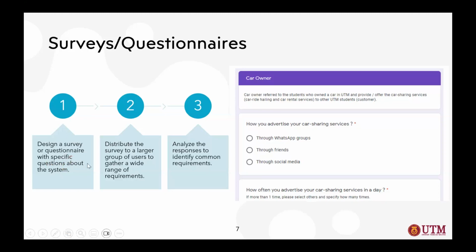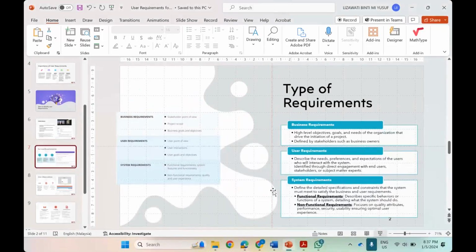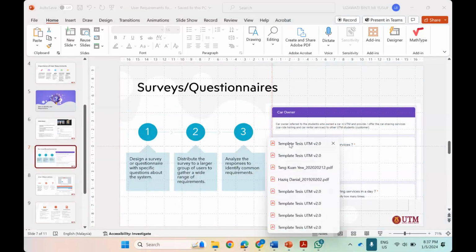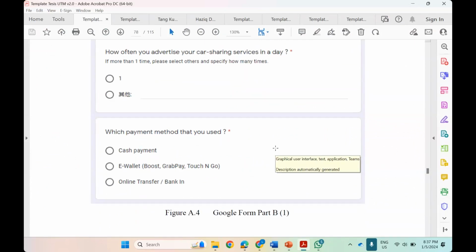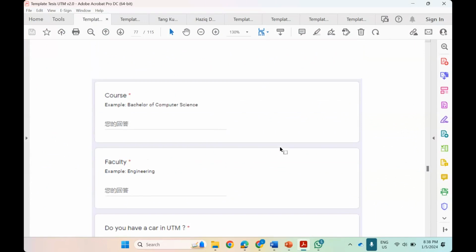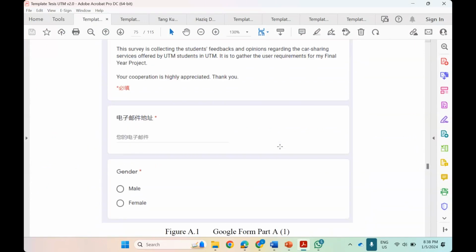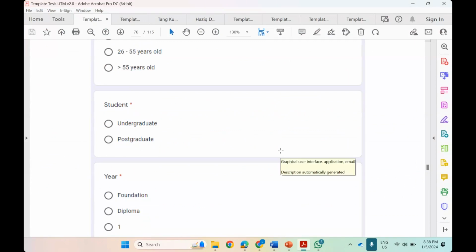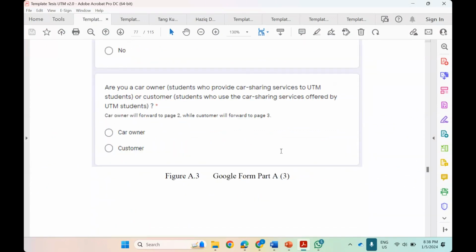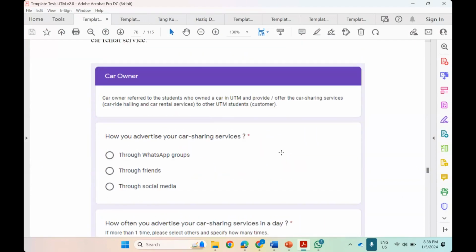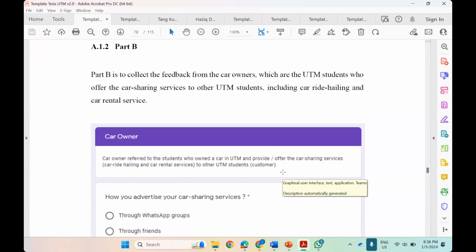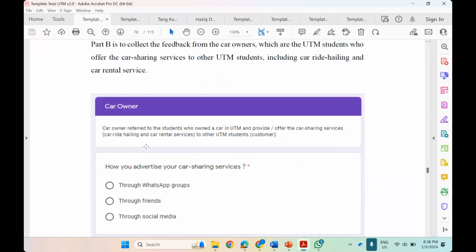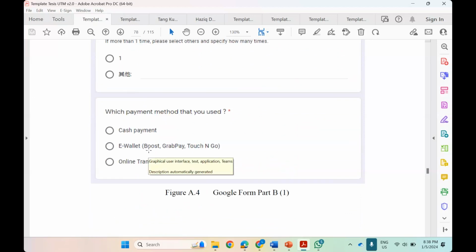I will show you an example, just look at this questionnaire. The first part is only the demographic. You must have demographic questions because you want to know about your respondents. You have already identified who the users are for your proposed system. Let's say the first user is the car owner, so these questions are related to that user.